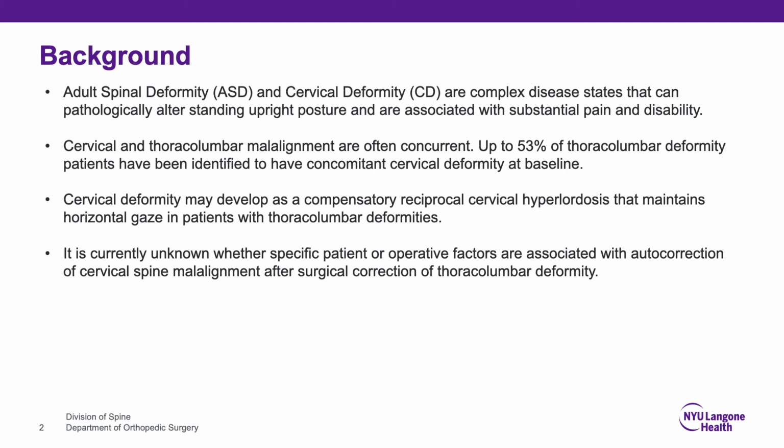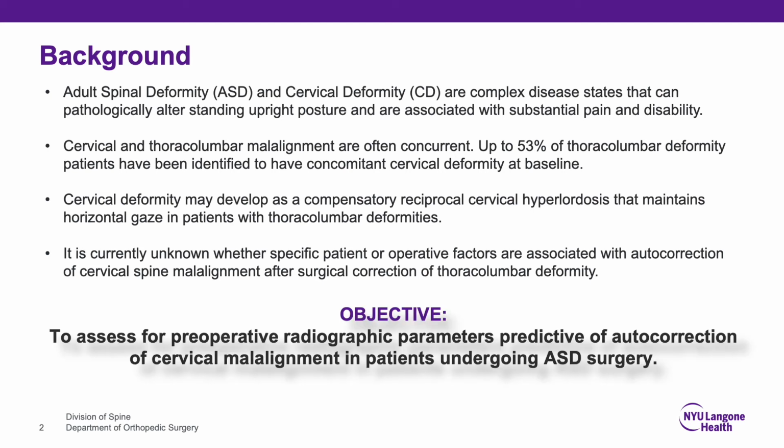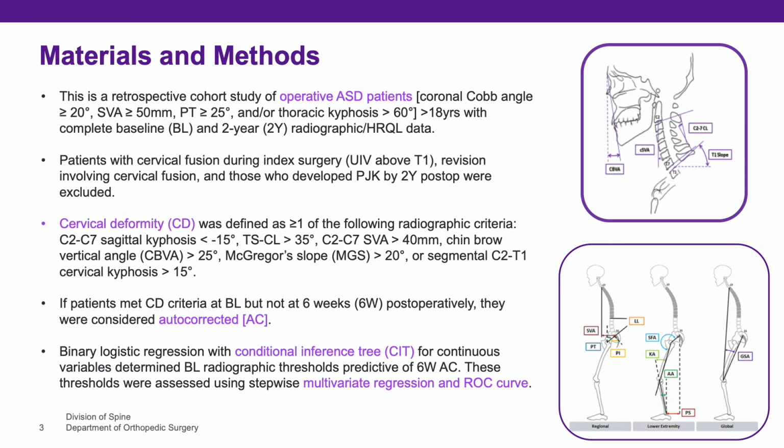It is currently unknown whether specific patient or operative factors are associated with autocorrection of cervical spine malalignment after surgical correction of thoracolumbar deformity. Our objective was to assess preoperative radiographic parameters predictive of autocorrection of cervical malalignment in patients undergoing adult spinal deformity thoracolumbar surgery.